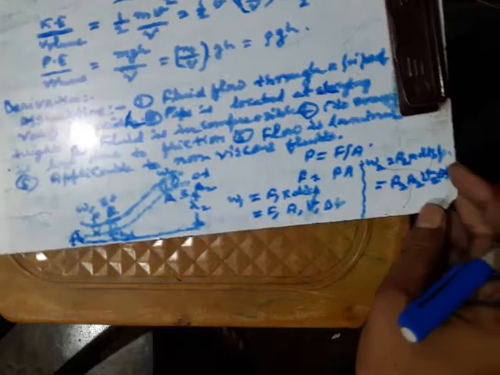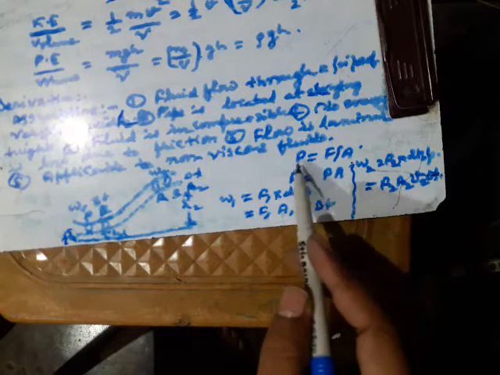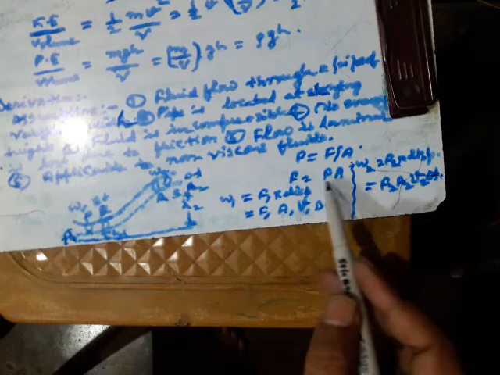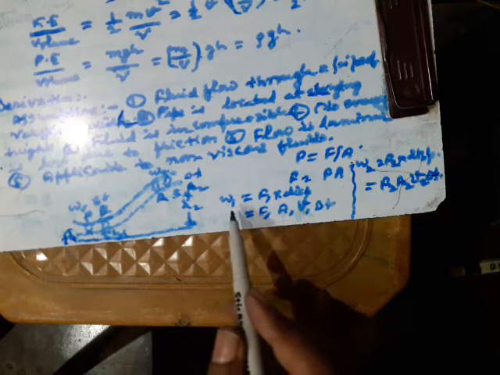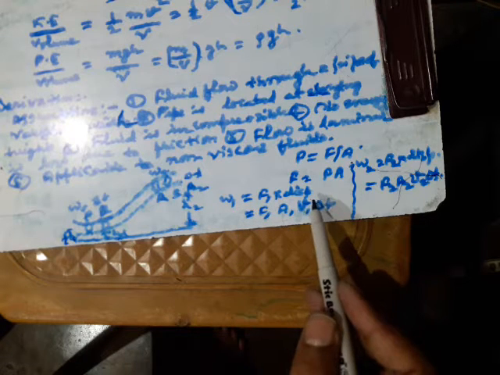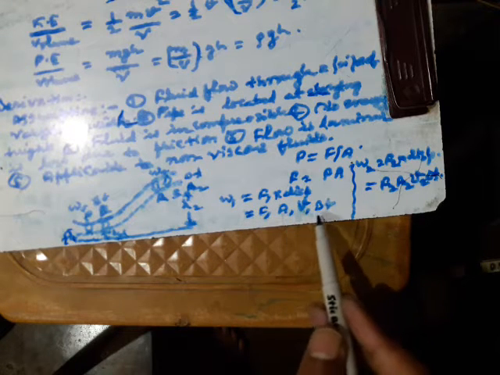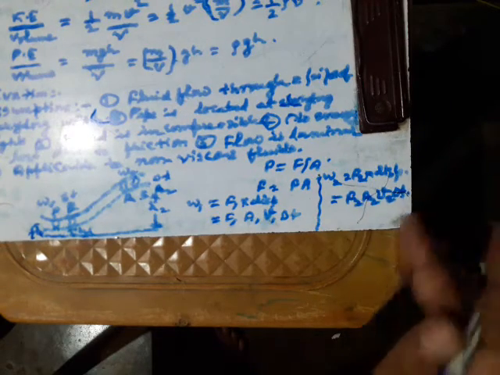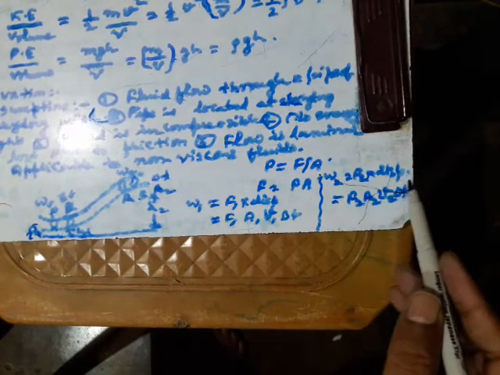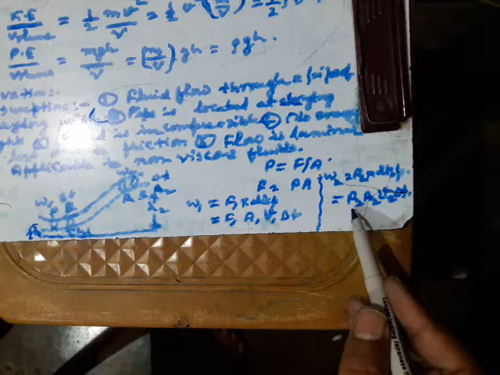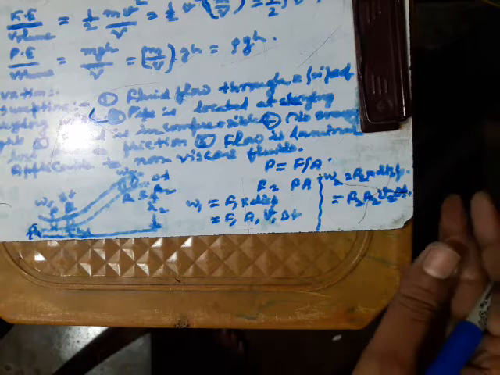Pressure P is equal to F by A. When you cross multiply, F is equal to PA. W1 is equal to F1 into displacement, that is P1 A1 v1 delta t. Try to understand. W2 is equal to F2 into displacement, that is P2 A2 v2 delta t.